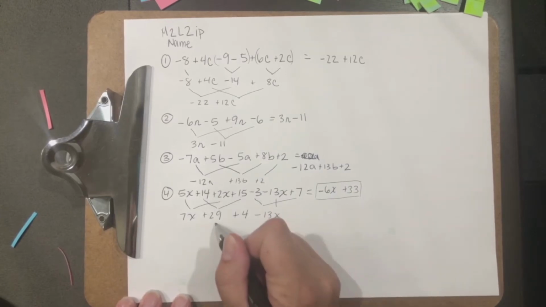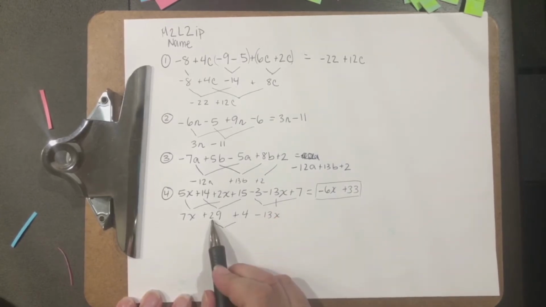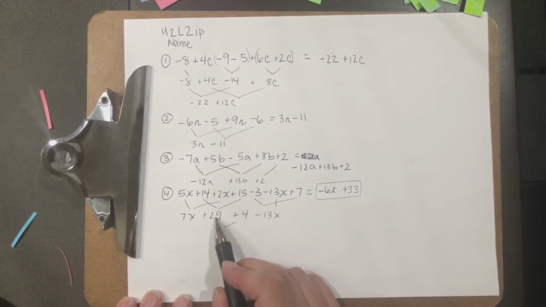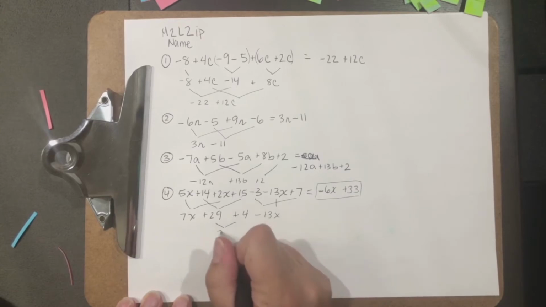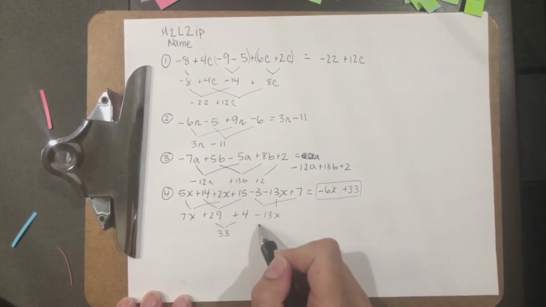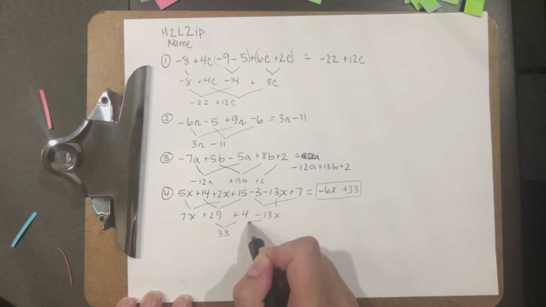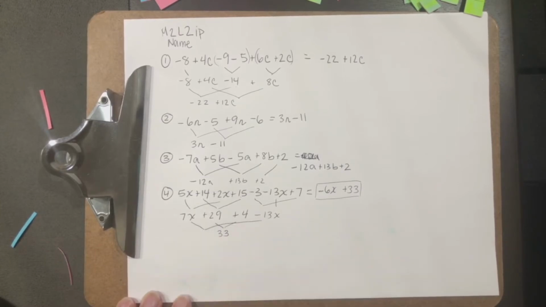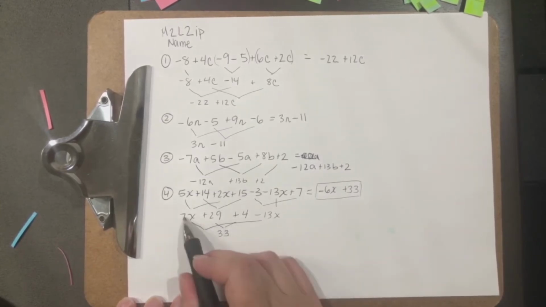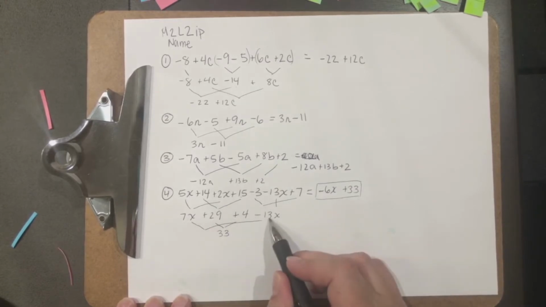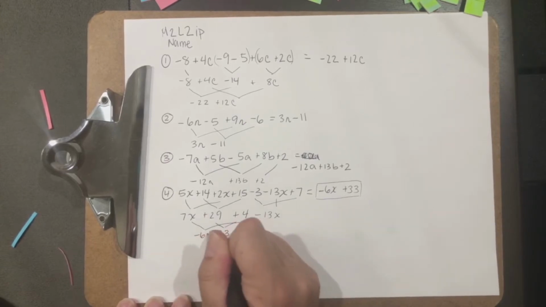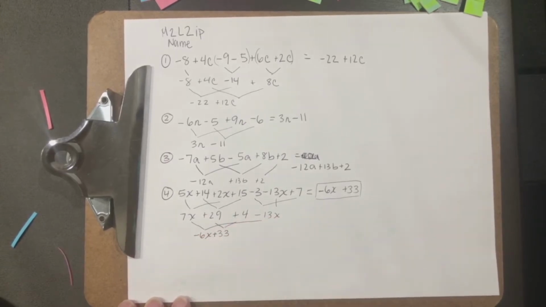So now I'll put together this 29 and 4. So 29 plus 4, 9 plus 4 is 13. So this will be 33. And then this negative 13 and positive x. So 7 and 6 is 13 because 7 and 7 is 14. So 7 and 6 is 13. So then I'll be left with negative 6x plus 33.